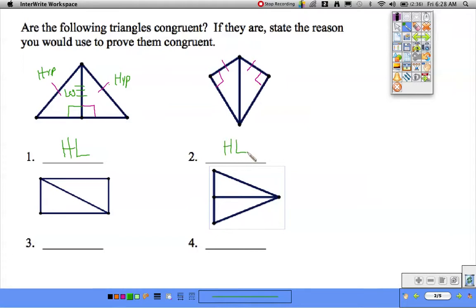If you said hypotenuse leg, you're correct. Because when I look at this triangle, I see angle, side. I could mark the reflexive side that's being shared, angle, side, side, so I want to say no. But before I say no now on angle, side, side, I check.